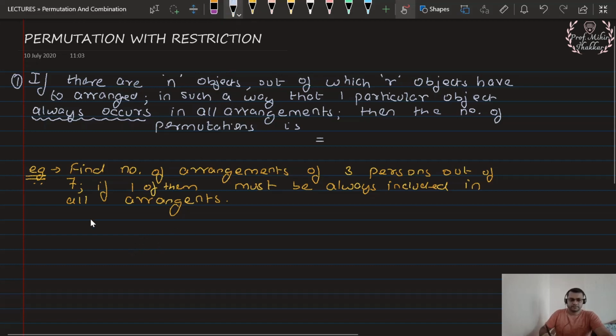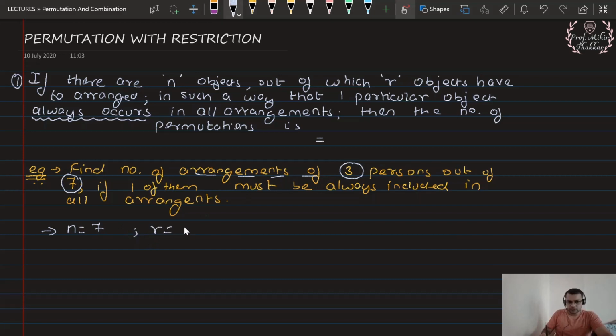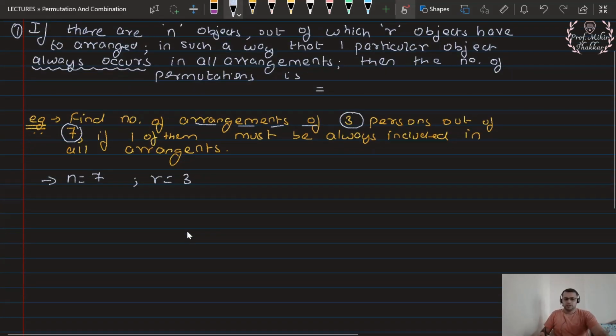See, I am having totally 7 persons, so I assume that n is 7. Out of that 3 persons have to be arranged, so it means that r is equal to 3. This is some basic thing that we are always doing in other permutation sums also. But now how do we apply this condition that one person is always included?